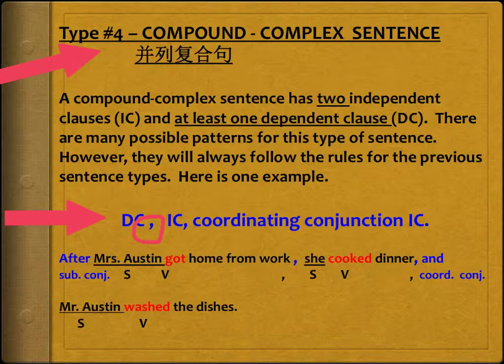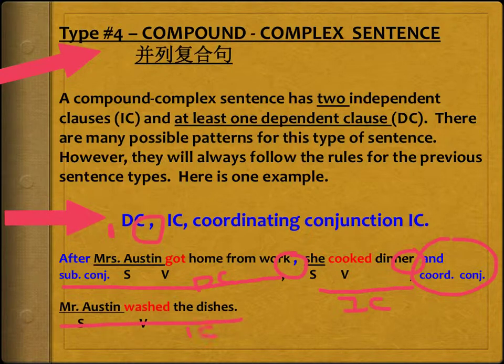Notice here that if we've got a dependent clause, this is going to have a subordinating conjunction right here. Okay. After Mrs. Austin got home from work, comma, she cooked dinner and Mr. Austin washed the dishes. After Mrs. Austin got home from work, there's our dependent clause. She cooked dinner. There's one independent clause, glued together with our comma and coordinating conjunction and, and our second independent clause, Mr. Austin washed the dishes.